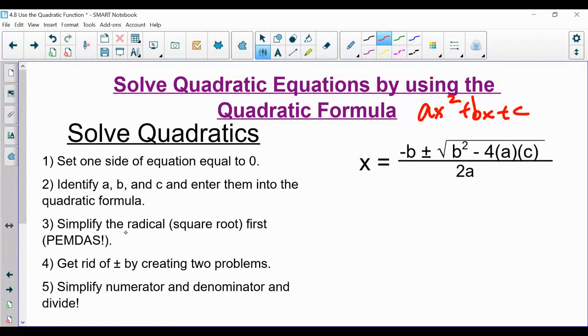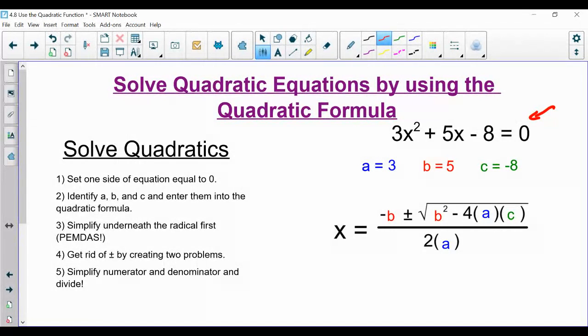You are going to simplify underneath the radical first. Simplify all of this stuff. Remember PEMDAS. And then simplify that radical, if you can, using the stuff from section 4.5. Then you are going to get rid of the plus or minus by creating 2 different problems and simplifying the numerator and denominator from there. So let's go ahead and take a look at just a few examples.